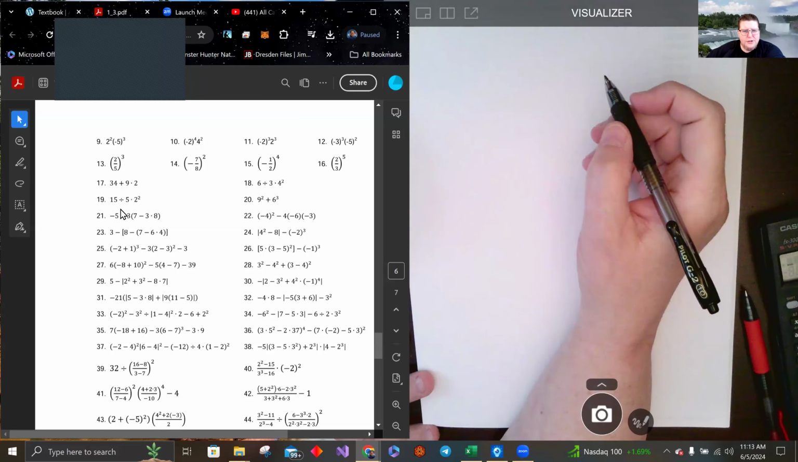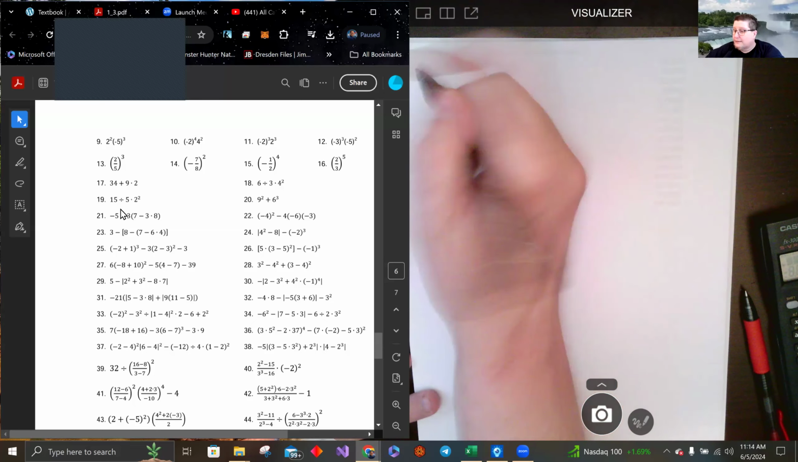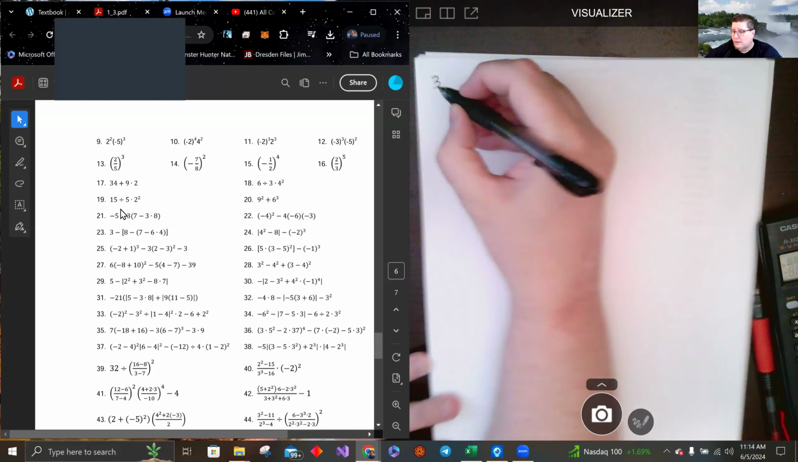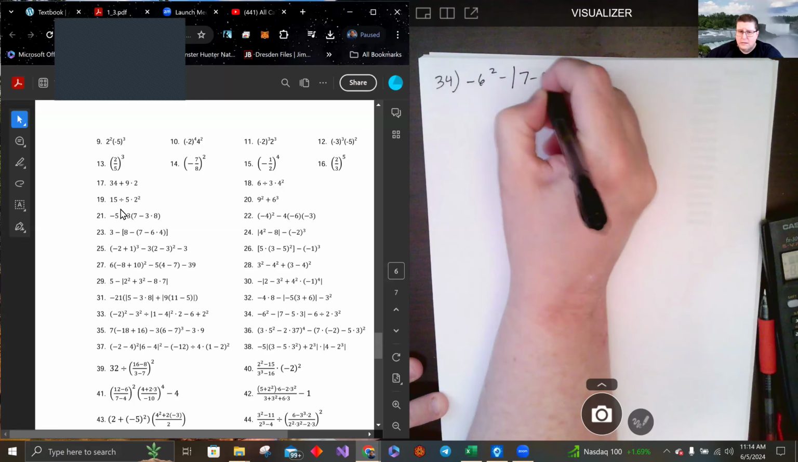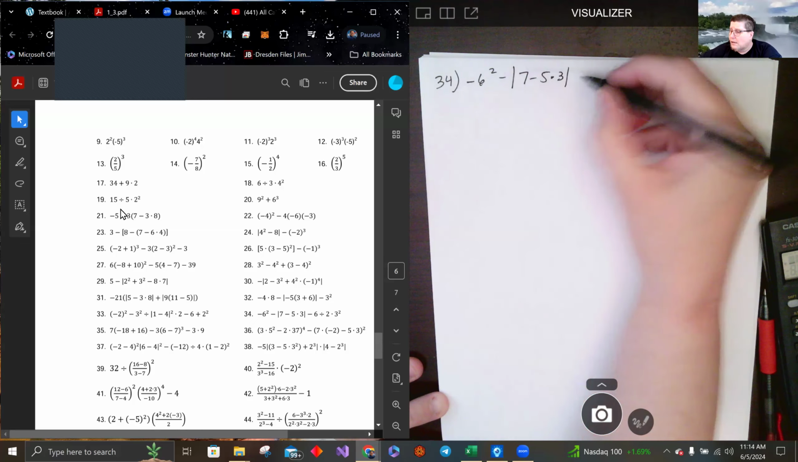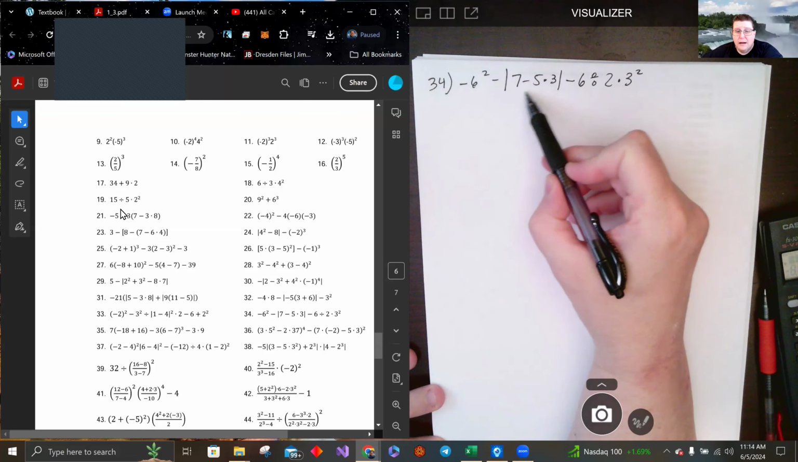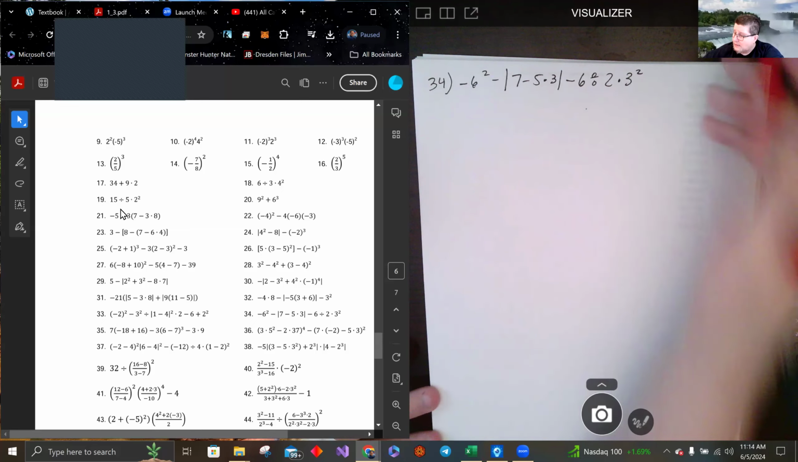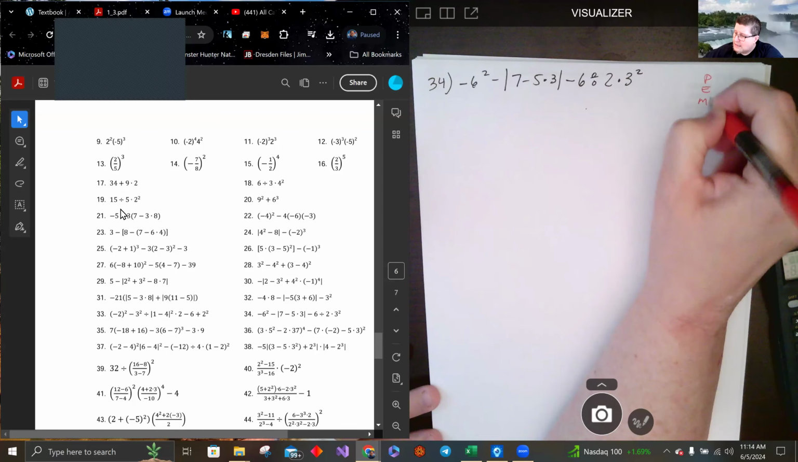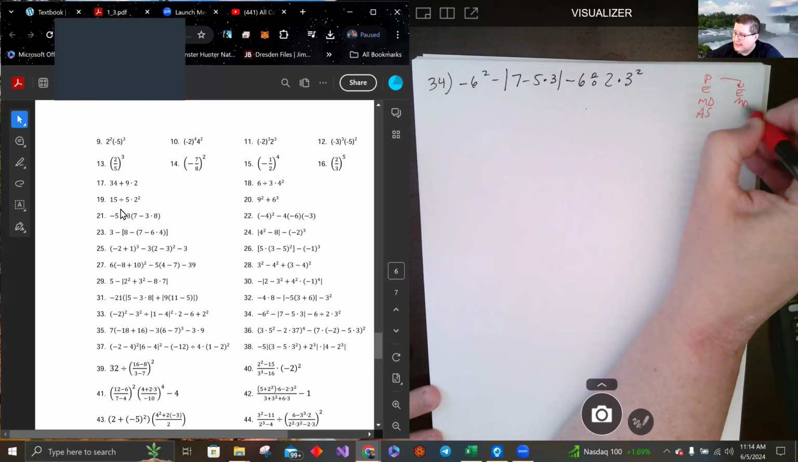Let's jump to, we don't need to do 32. Let's do 34. There's a division sign in that one. Let's see if I got it written out right. All right. PEMDAS. It does look like I got a grouping thing, so I'm going to make another MDIS for inside there.